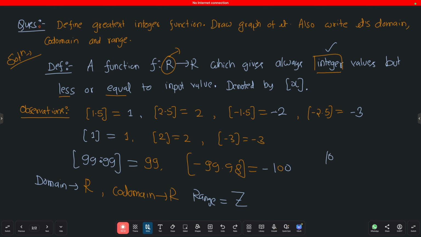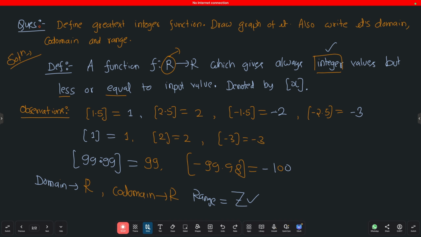If you want 100 as the answer, I will say okay, 100.1. What is the answer? 100. It means every integer, this greatest integer function will give every possible integer. So that's why the range of the greatest integer function is Z. Remember, this is very important. It is an integer function, that's why the range is integer.